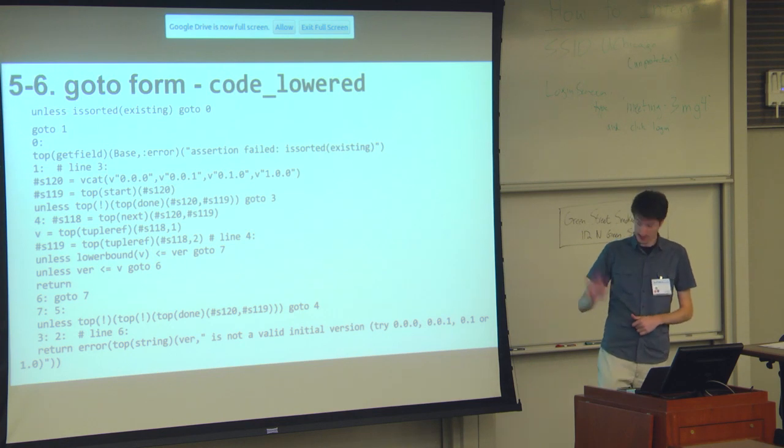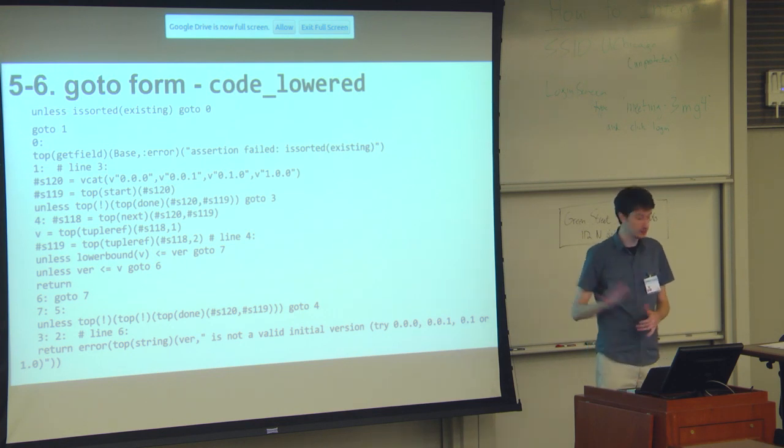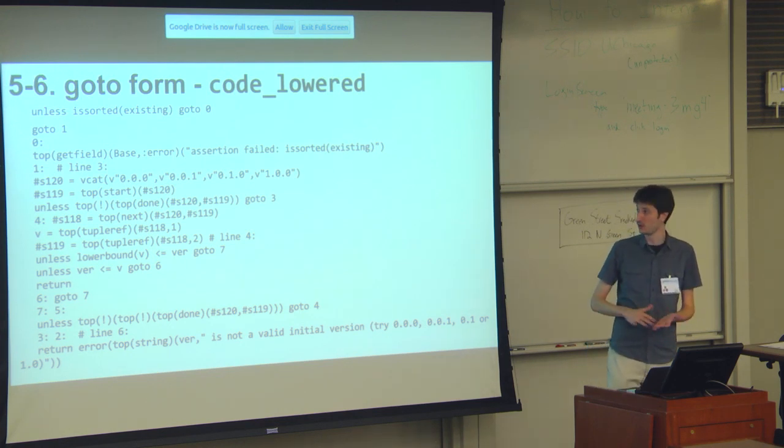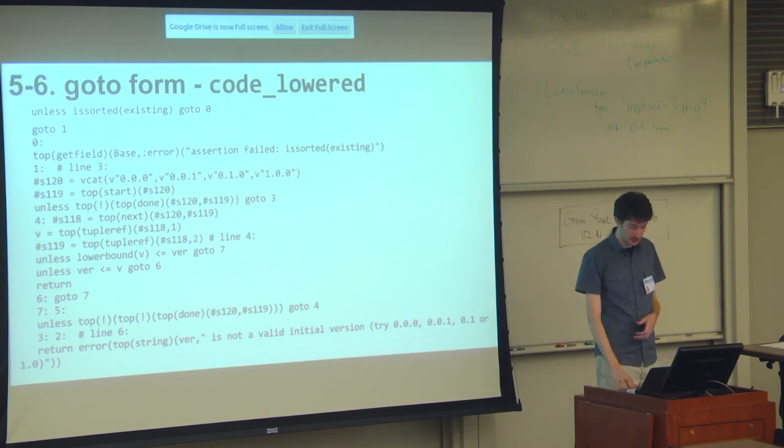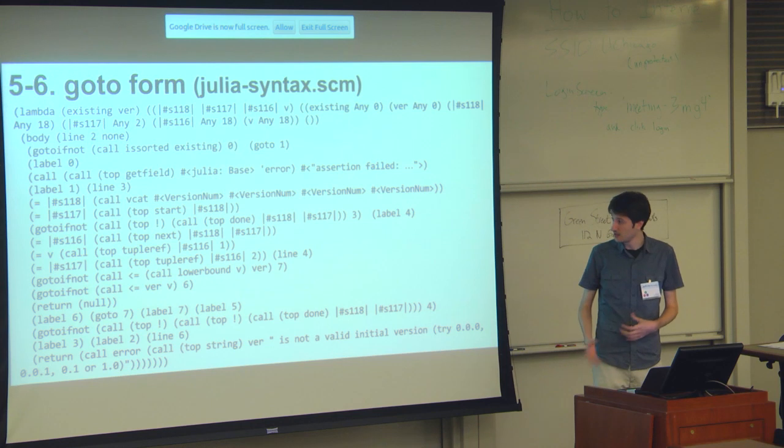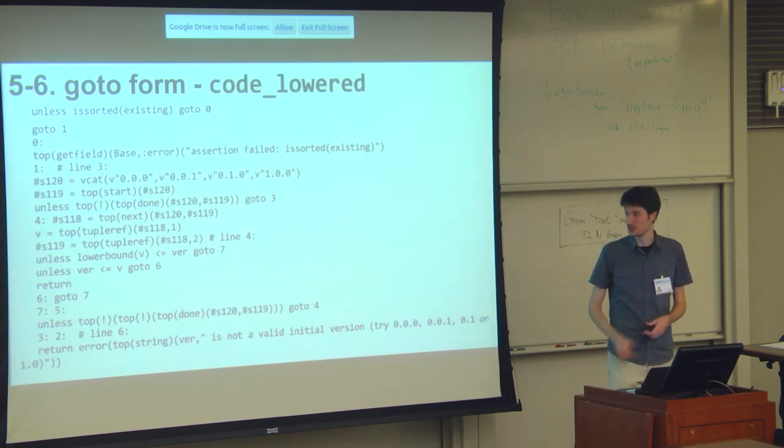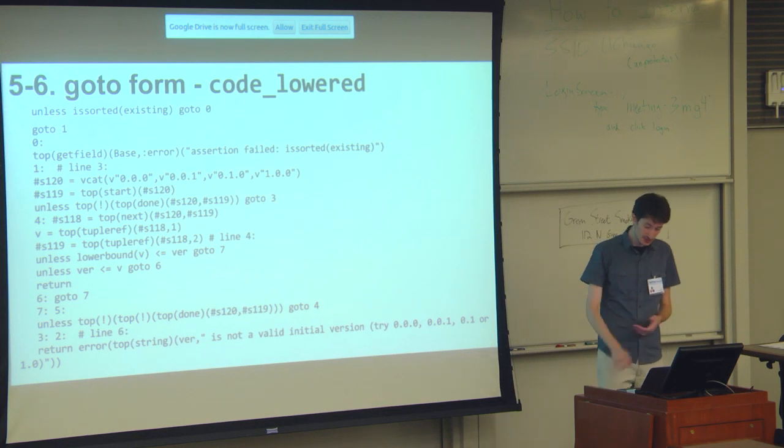So this is actually the exact same thing as the last slide, but this is the Julia printing of it. If you call code lower, you'll get something that looks like this. This is just the friendly Julia version of exactly that. As you can see, it's a lot less noisy. A little easier to read.